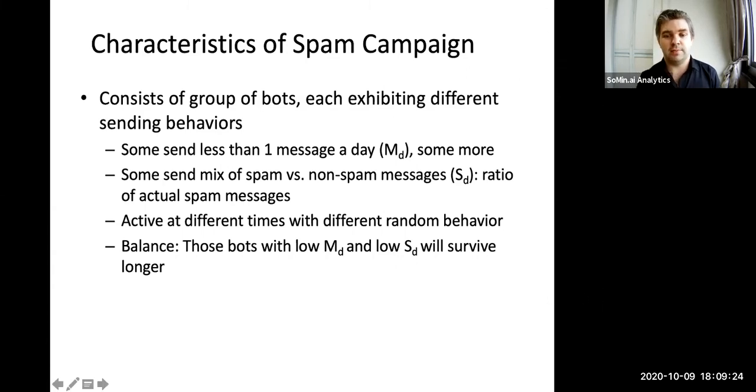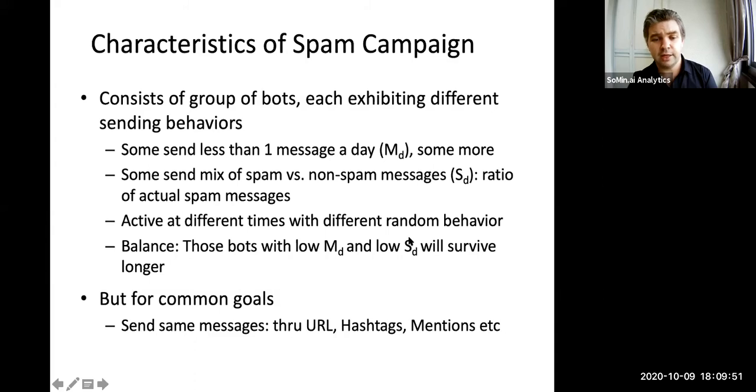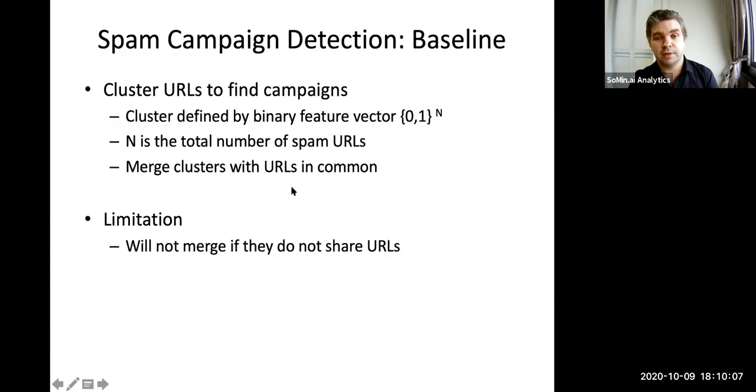So some bots with low messages per day and low non-spam messages per day will survive longer, right? Basically, if it's a very active spammer, then it will get caught much faster by the social network's spam detection mechanism. If it's a slow one, it will get caught more slowly. For common goals, through URLs or hashtags detected through messages, all these spam campaigns exist, and this is usually a common goal. They distribute some URL, some hashtag, some other mentioned accounts. So we can define a baseline for spam campaign detection.